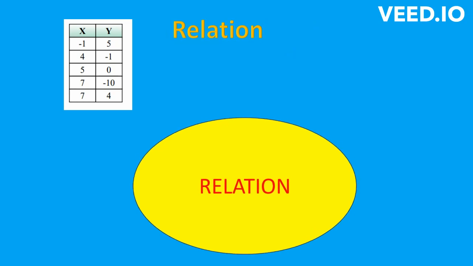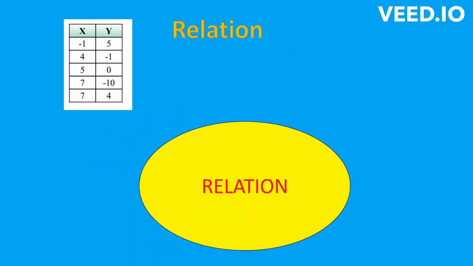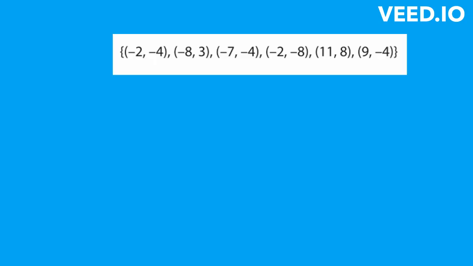This is the bigger set here, relations, of which functions is a smaller set. Think about it. Any function is a relation, but all relations are not functions because functions have some rules to be satisfied.